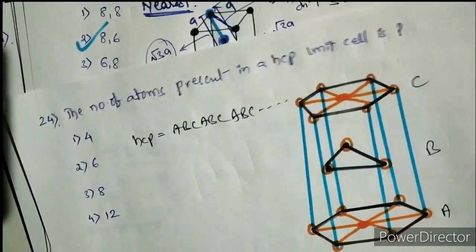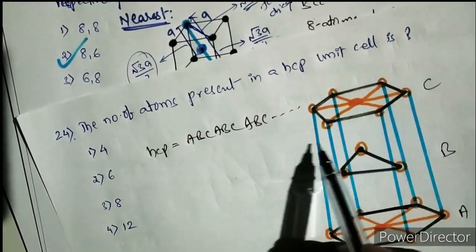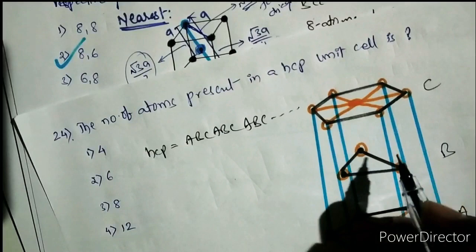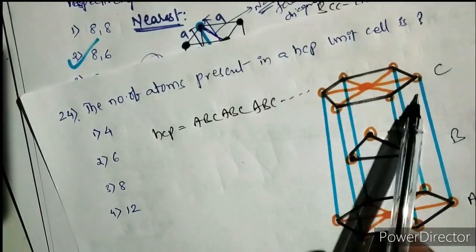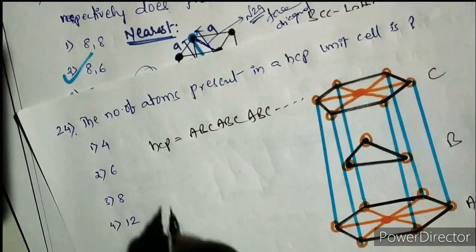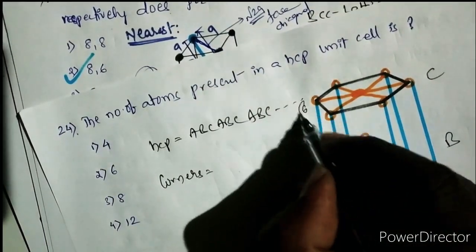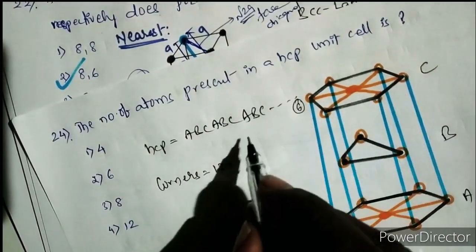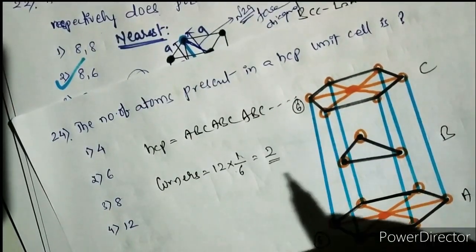In this HCP, if you observe, these 1, 2, 3, 4, 5, 6 atoms are present at the corners. 6 atoms are present at the corners, and in the bottom layer also 6 atoms are present at the corners. And these are all hexagons. Hexagonal close packing, right? Each atom is at a corner. How many corner atoms are there in total? 6 here and 6 in the bottom layer also, total 12 corner atoms. Since it is a hexagon, their contribution is only 1 by 6. So you will get 2 corner atoms present in it.